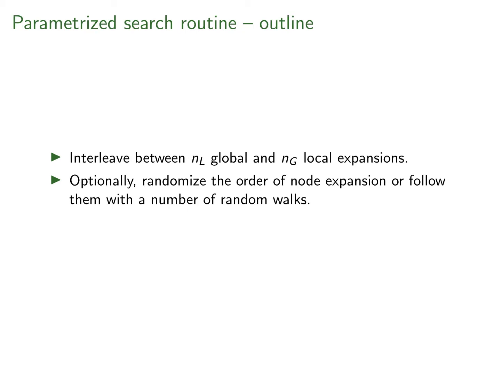The general idea behind the parametrized search routine is to interleave between a number of global and local node expansions. Every call of the routine starts with a number of global expansions, followed by setting up a new local open list, which is then used for a number of local expansions. Both the global and the local phase can optionally randomize the order of node expansions or follow the expansions with random walks.